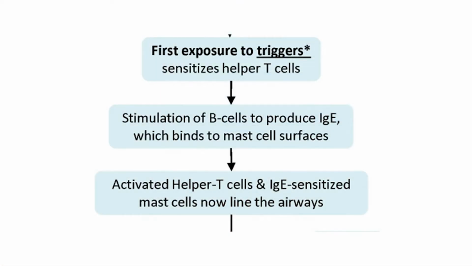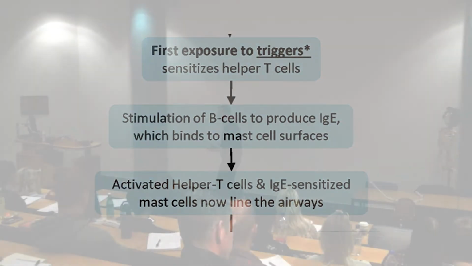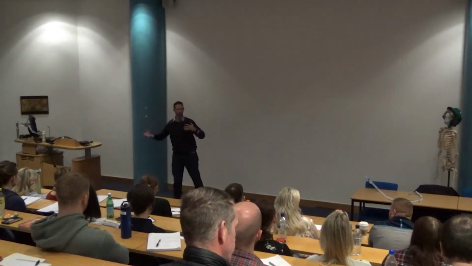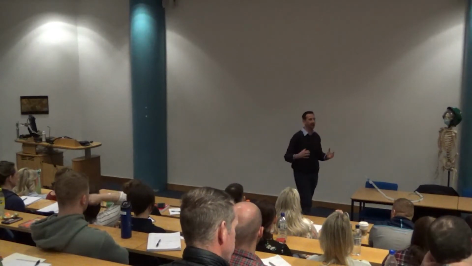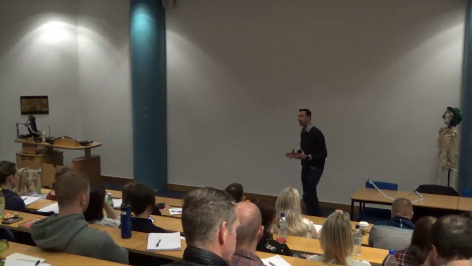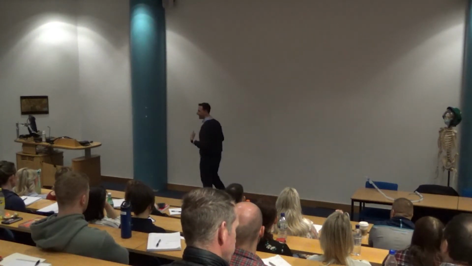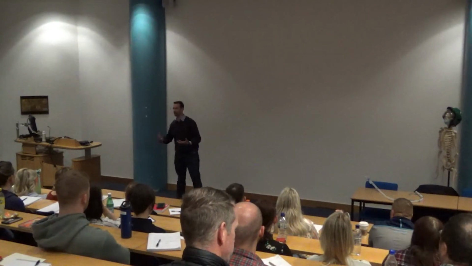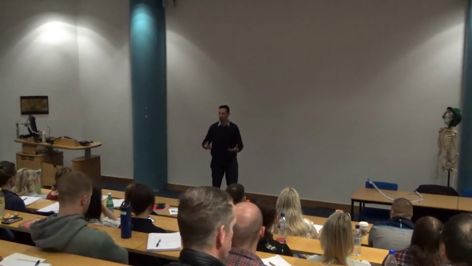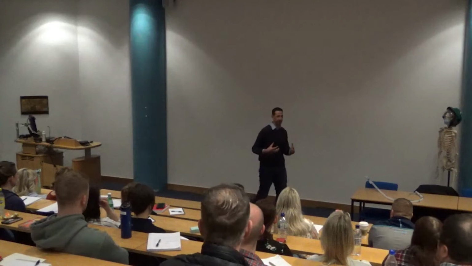So let's talk about the first exposure to your triggers. How does this happen? Okay, you said I was born and I've got this genetic predisposition to overreact to certain allergens. But how does that start? How does everything begin? Well, initially, you will need to have an initial exposure to the allergen. Yeah? So the first time that you get exposed to it, you don't have the same reaction.